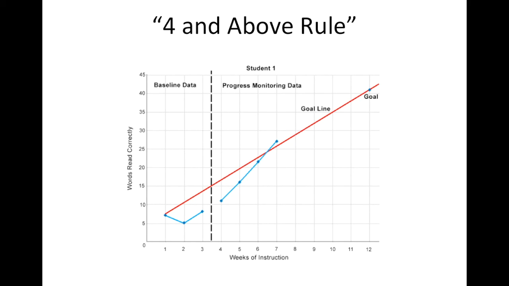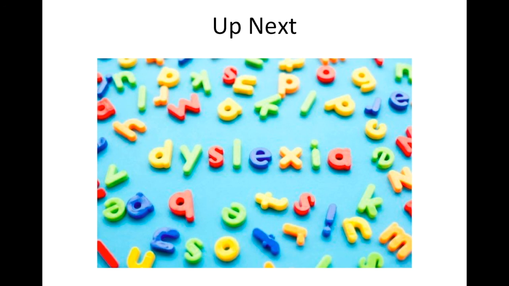If the last 4 data points are above the goal line, keep the current program and consider raising the student's goal. If the last 4 data points are below the goal line, make a change in intervention, a change in tier supports, or both. If some data points are above and some are below the goal line, keep the current program in place. The next CAP in this assessment series will deal with diagnostic assessments of reading skills.